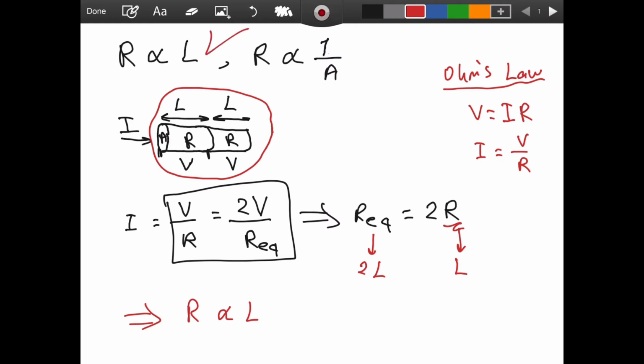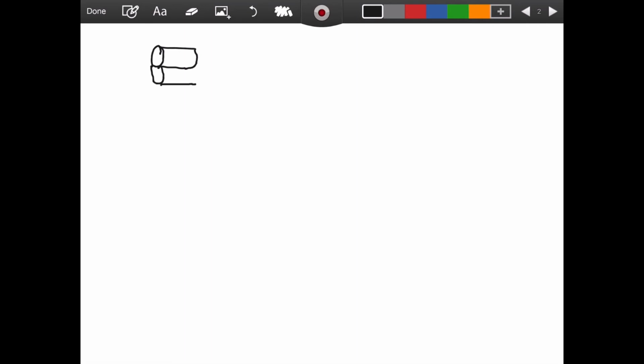And now let's try to prove that resistance is inversely proportional with cross-sectional area. So I will draw a cylinder again. But this time, instead of drawing one next to it, I will draw one below it. Like this. These again have resistance value R, length L, cross-sectional area A.